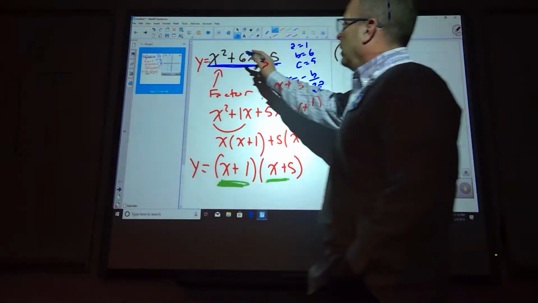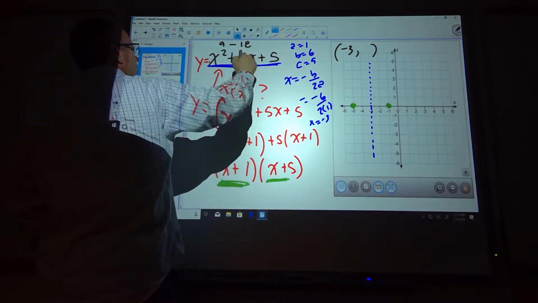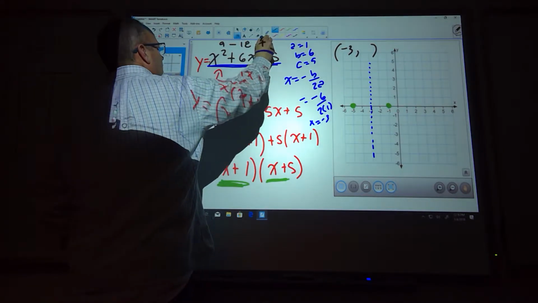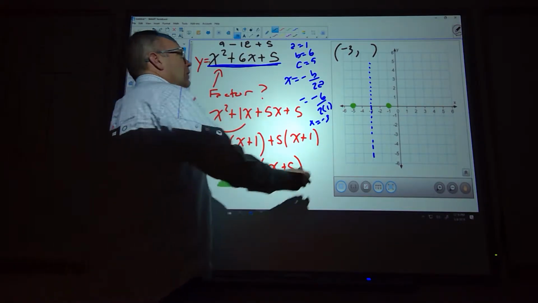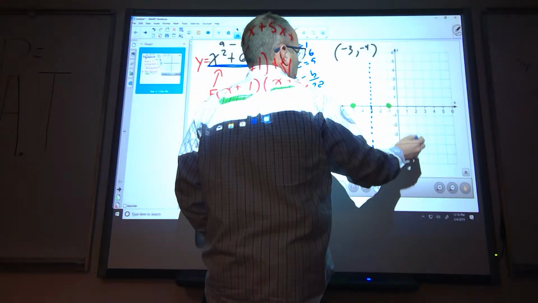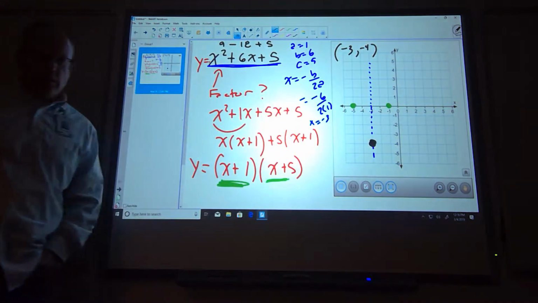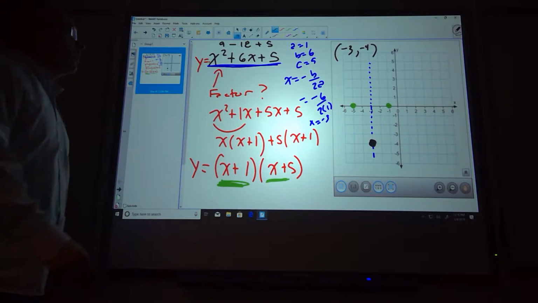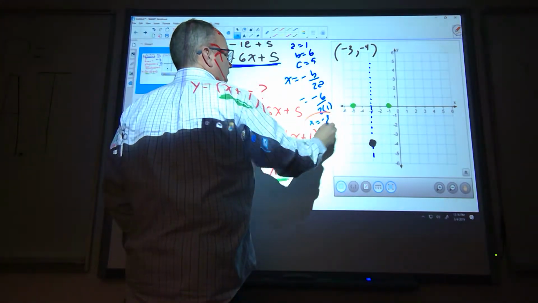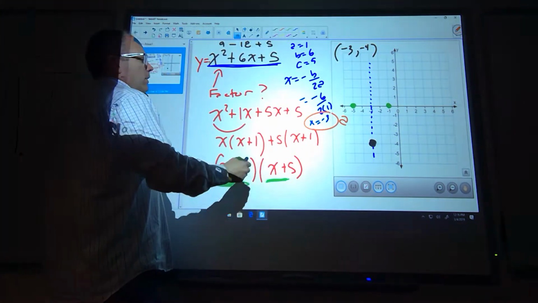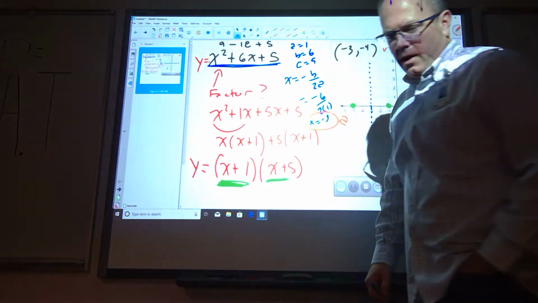So if I plug negative 3 in, negative 3 squared is 9 minus 18, because 6 times negative 3, plus 5. So 9 added to 5 is 14. Negative 18 plus 14 is negative 4. So I get negative 3, negative 4. And I have my vertex. Okay? So the answer to letter A, this is the answer to A. This here is my vertex. That's the answer to letter B.